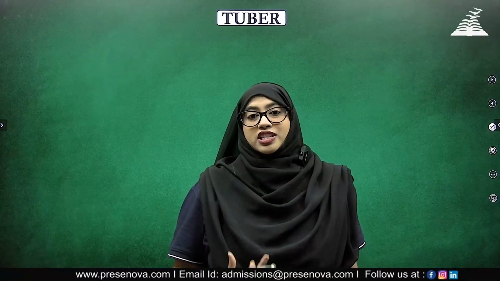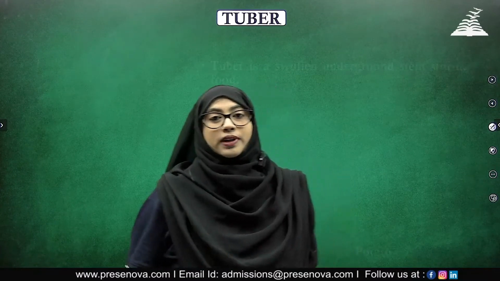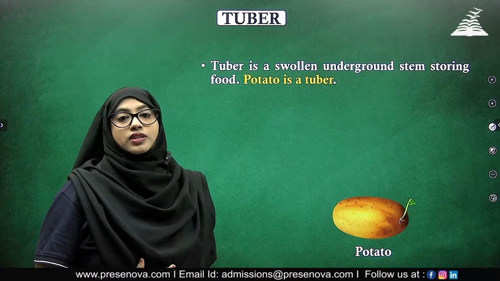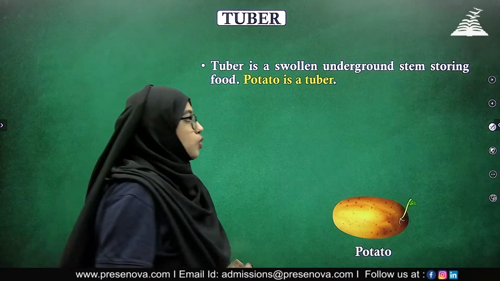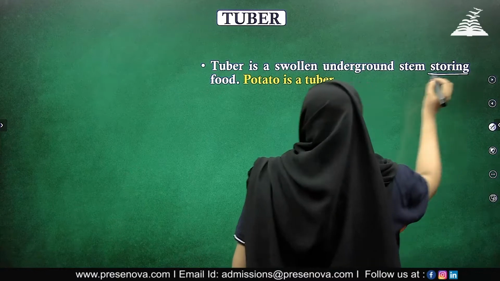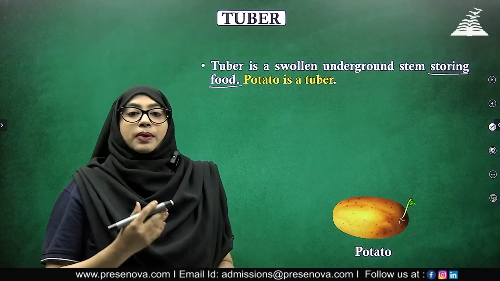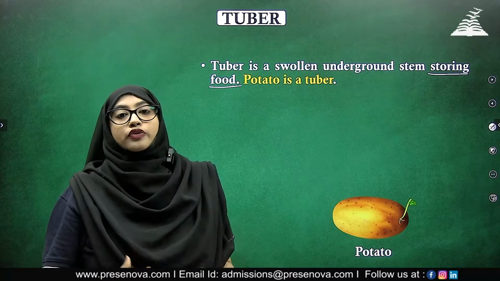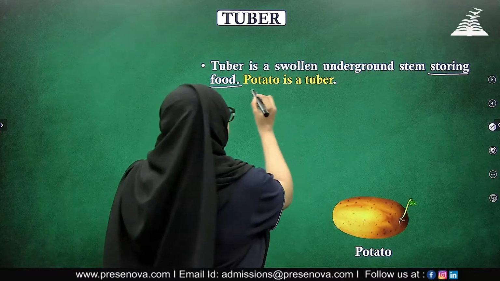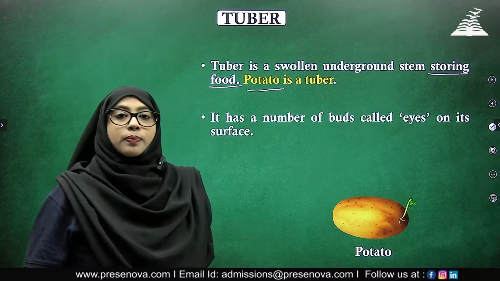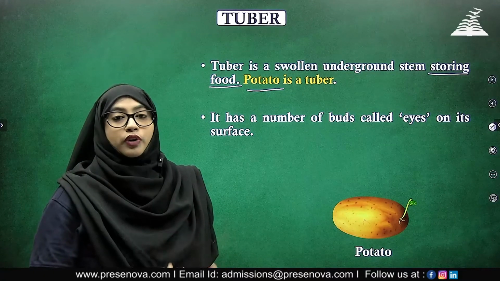So tuber is the first way by which an underground stem propagates into a new plant. Tuber here is the swollen underground stem which bears stored food material in it. So whatever food is produced by photosynthesis is stored in this part of the plant. The example here for the tuber is potato. Potato bears buds, which are called eyes, on the surface of the potato.